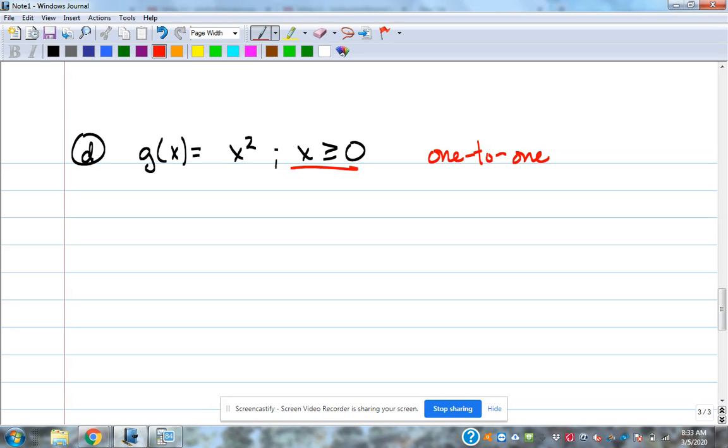Okay. Now we're going to find the inverse of that. So again, that g of x is the same thing as y. We're going to swap x and y.